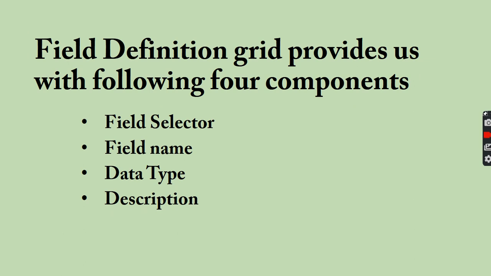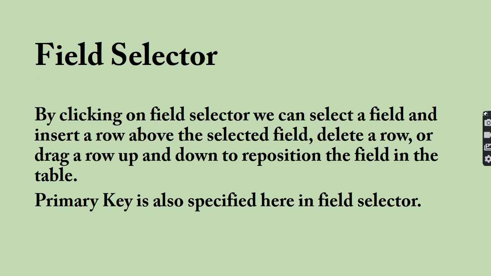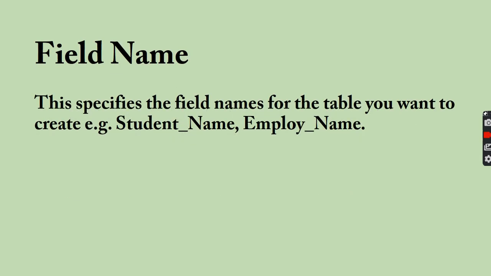The field definition grid provides us with the following four components: field selector, field name, data type, and description. By clicking on the field selector, we can select a field and insert a row above the selected field, delete a row, or drag a row up and down to reposition the field. This is the part where we set the primary key of the table.